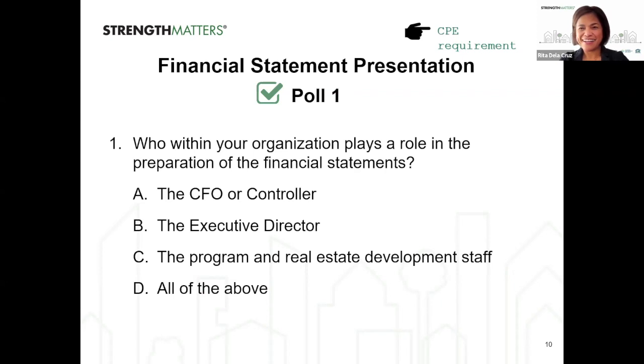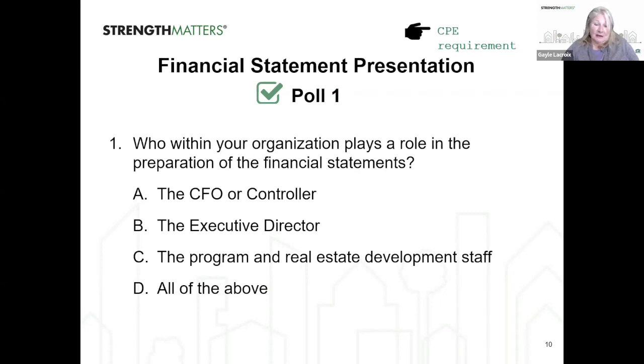All right, most of you said it's your CFO or controller. 2% said program staff and real estate development staff, and 29% all of the above. So again, no wrong answer, but I really like all of the above. The reason is that different folks in the organization know different things about what's happening. In your financial statements, you have to talk about guarantees, or maybe you've committed to something in the future that you need to disclose. Your executive director might be the only one who knows that.